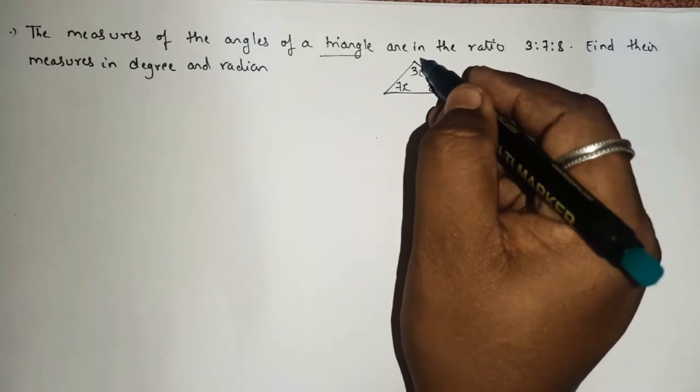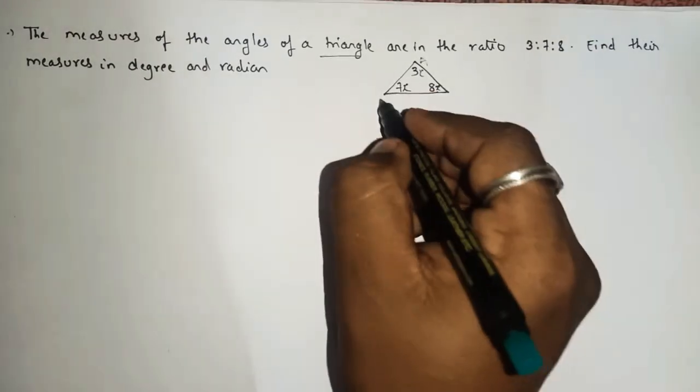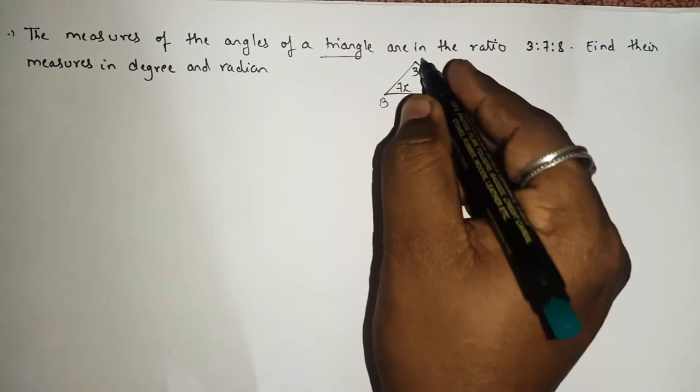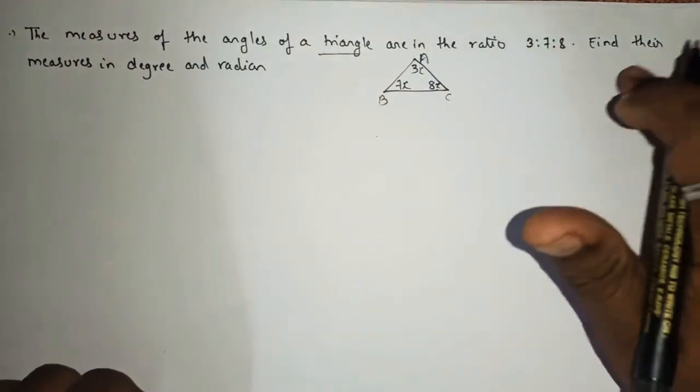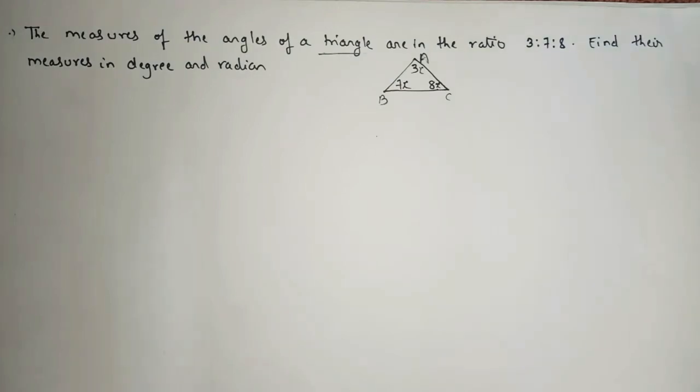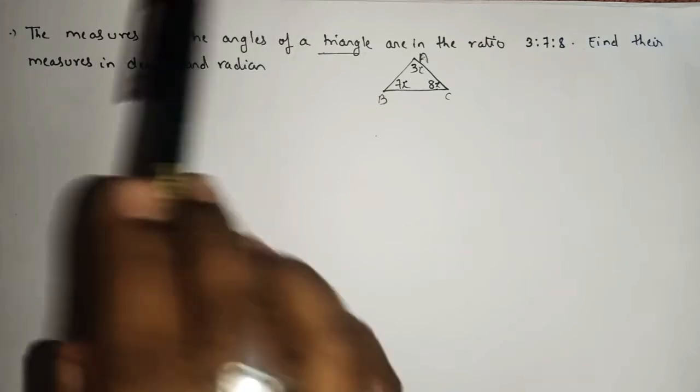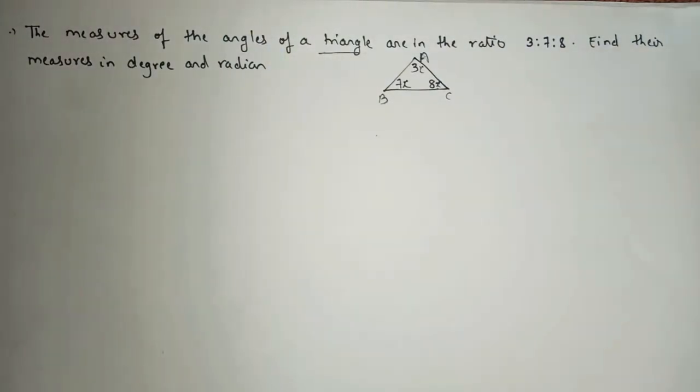Okay, so we'll consider this triangle as ABC. The measure of angle A will be 3x, measure of angle B will be 7x, and C will be 8x. Then we have to find their measure in degree as well as in radian. So in both the systems we have to find the answer, degree as well as radian.